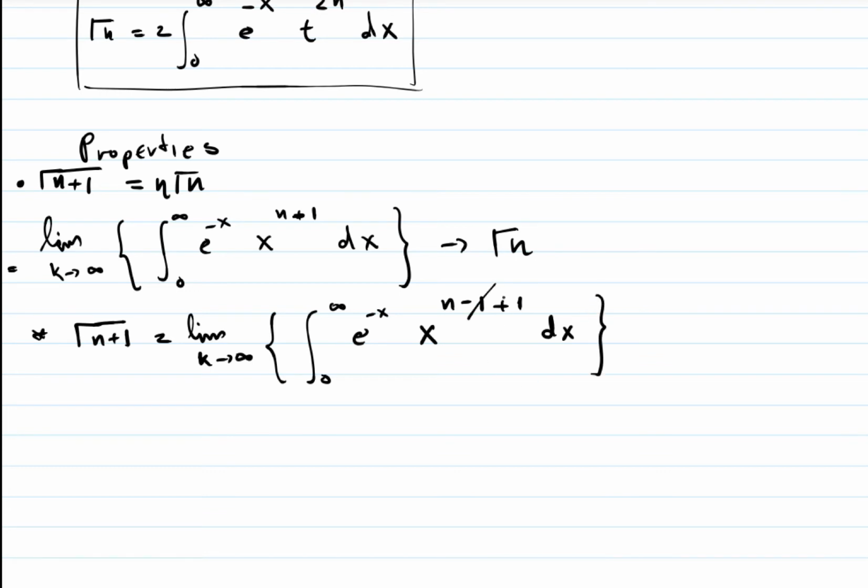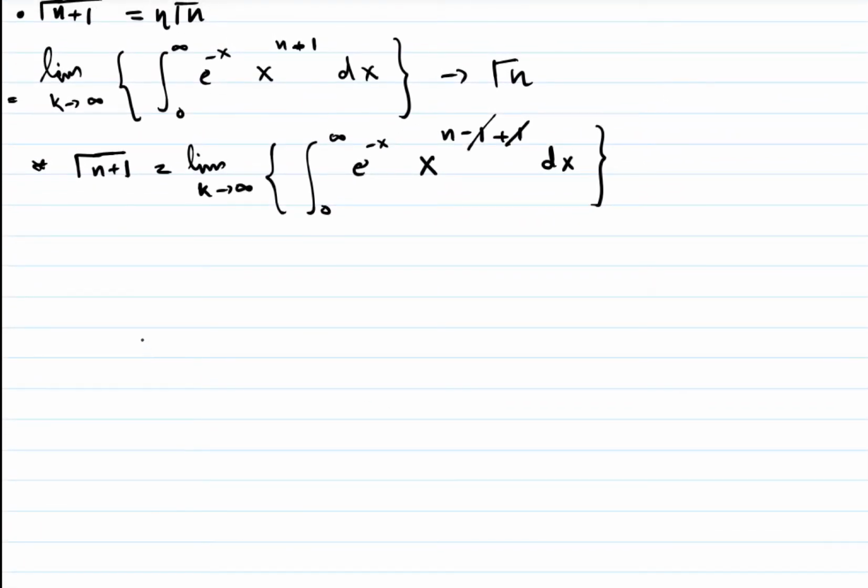So this is how it's going to be. We can just simplify this. Now from that point, what we get is the limit as k tends to infinity of the integral from 0 to infinity of e raised to minus x times x raised to n dx. Now we have to find the value of this integral.